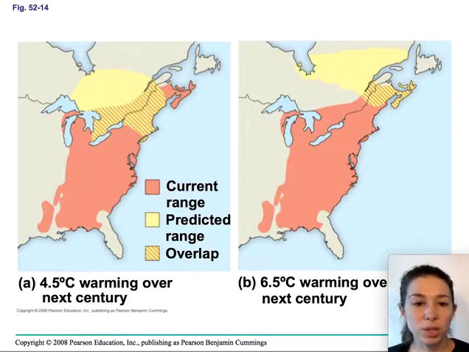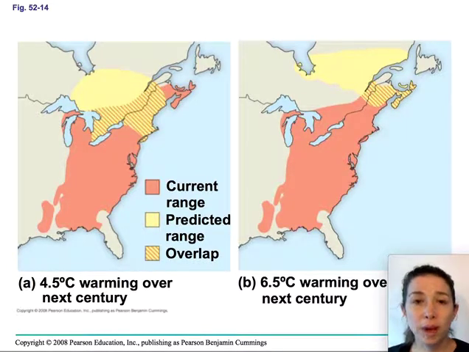So this is a prediction of beech tree distribution. In red is showing you the current range of the tree distribution, and in yellow we're seeing the predicted range if the temperature increases either 4.5 degrees or 6.5 degrees. Part of this is conjecture, so scientists are estimating how much the distribution of trees will change if the temperature gets warmer, but part of it is also known to have occurred in the past.